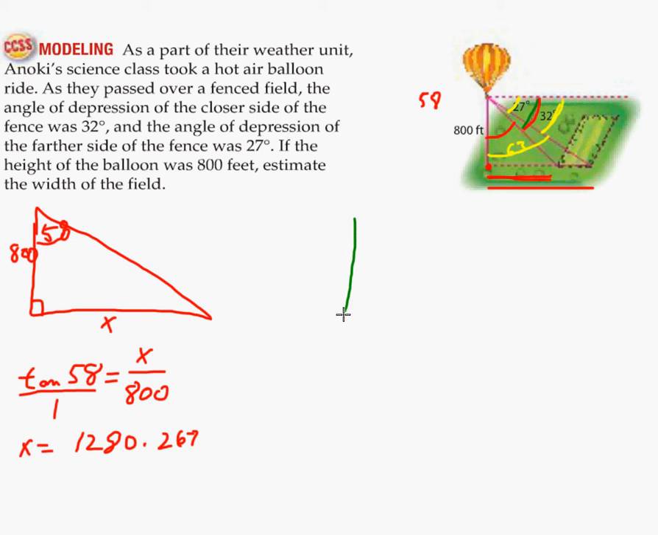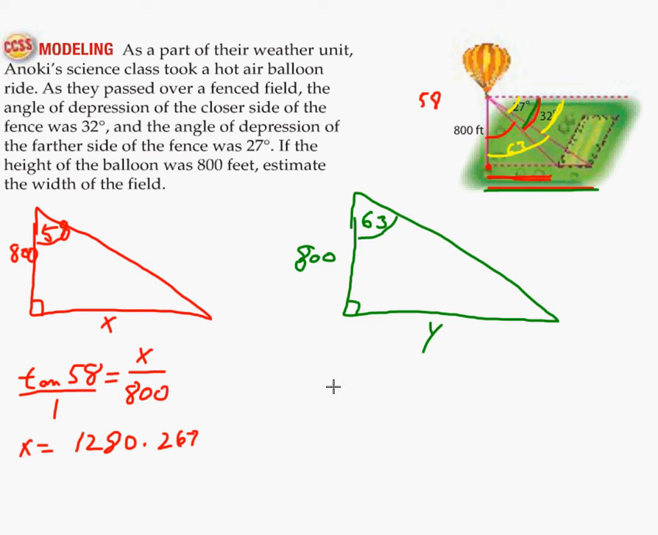So let's see if I can draw that. I've got another right triangle here, and that's going to be a right angle there. This angle inside here is going to be 63. This height of the balloon is still 800, and I'm going to look for, I guess I'll call it Y this time, that length, which is my longer length here, and I'm hoping I'll be able to get this and then subtract the two of them.